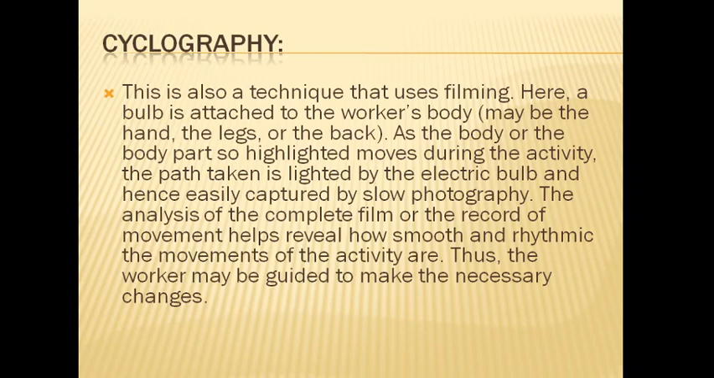Cyclography. Cyclography is a technique that uses filming. Here a bulb is attached to the worker's body, maybe his hand or leg or back, and the body part is highlighted by the light when he moves during the activity. The path taken is lit by the electric bulb and hence easily captured by slow photography. The analysis of the complete film, or the record of the movement, helps reveal how smooth and rhythmic the movements of the activity are. Thus, the worker may be guided to make the necessary changes.